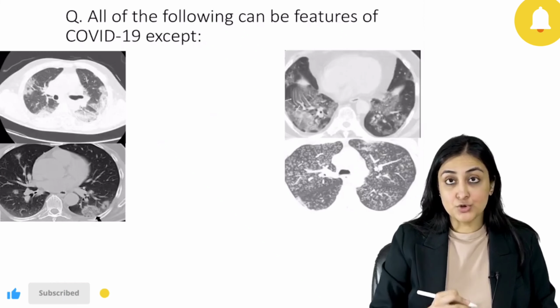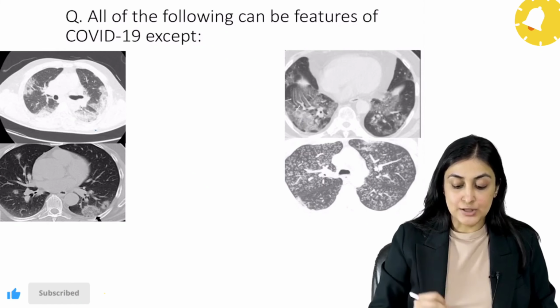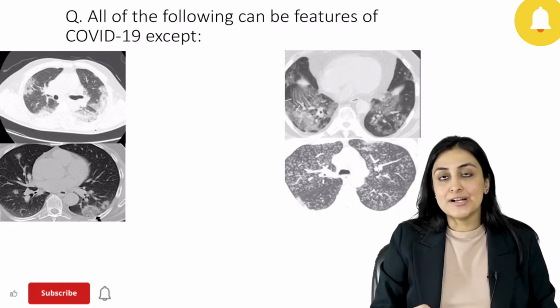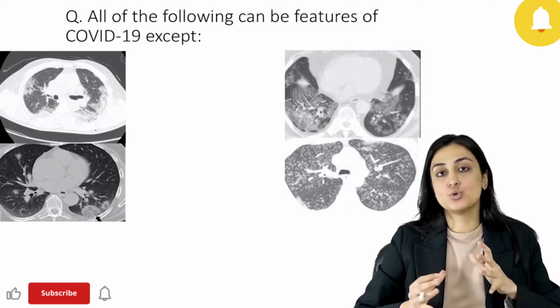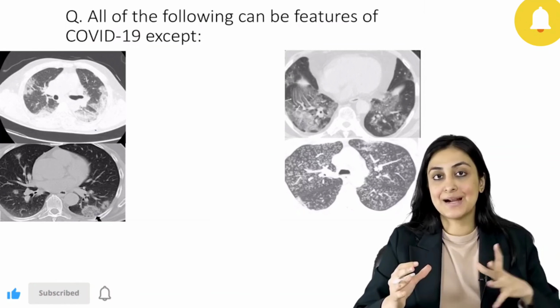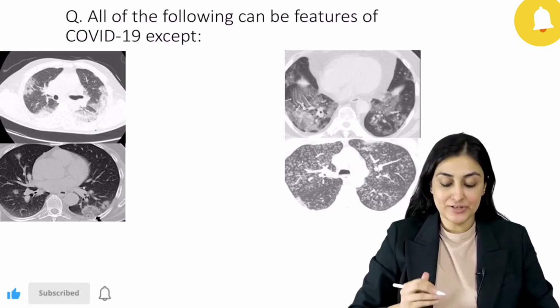Moving forward, let's talk about COVID-19. When I show you these four patterns, which of these cannot be seen in COVID-19? Here again, when we talk about COVID-19 pneumonia, you need to know typical patterns and atypical patterns. So now let's talk about the typical features of COVID-19.